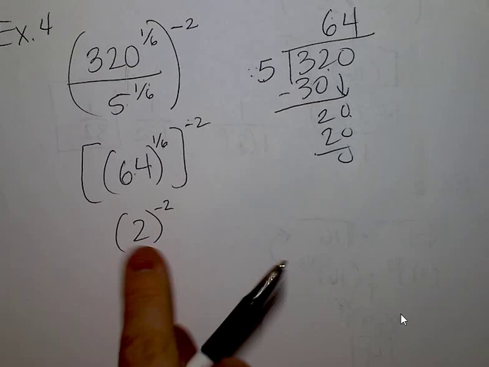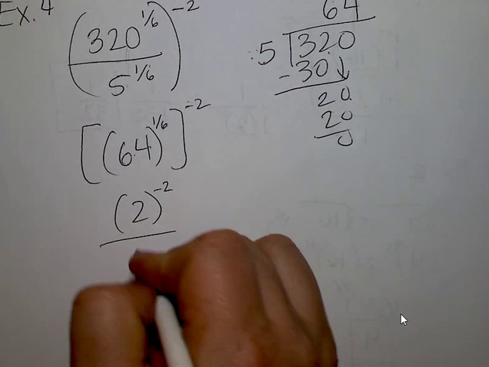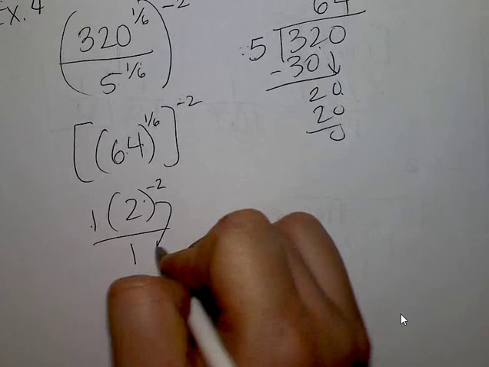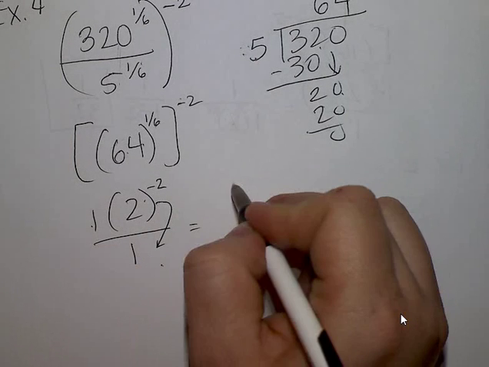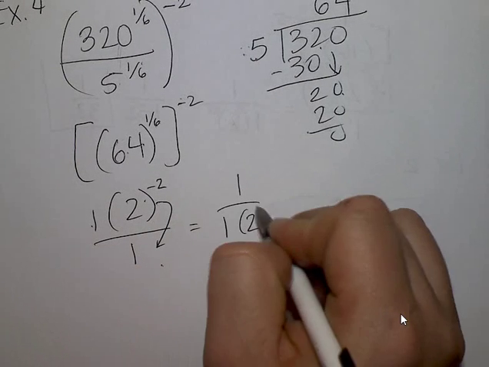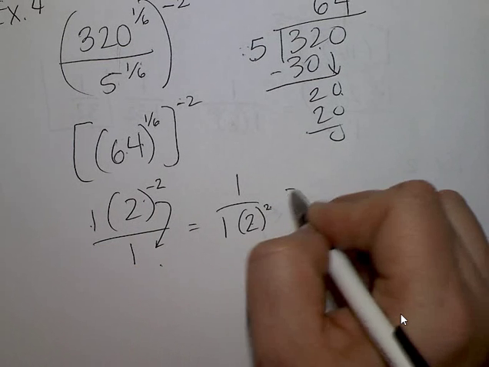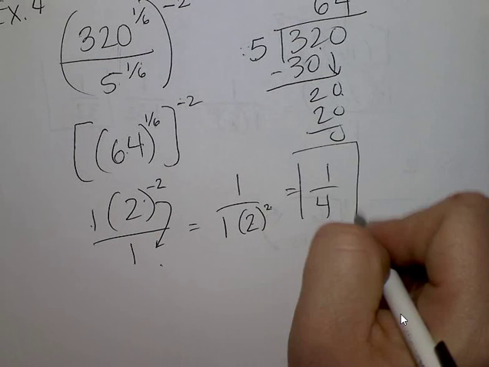Again, this 2 is not happy. Currently it's on top. 1's happy, 2 is not. So the 2 is going to go down to the bottom. When it goes to the bottom, it is now happy. 2 times 2 is 4. Final answer is 1/4.